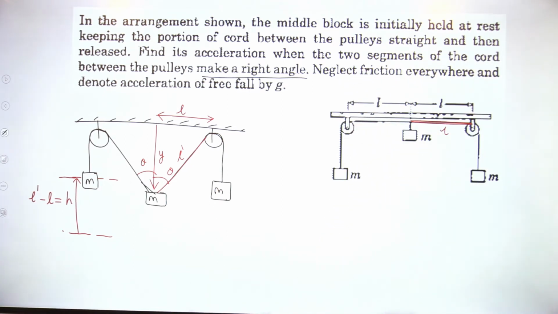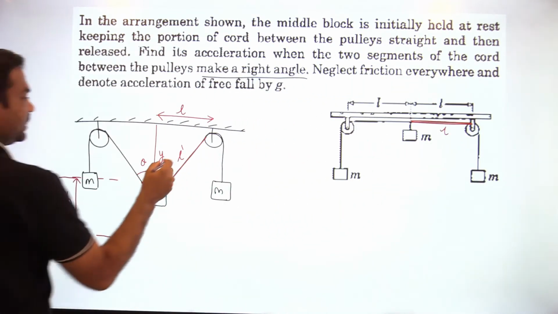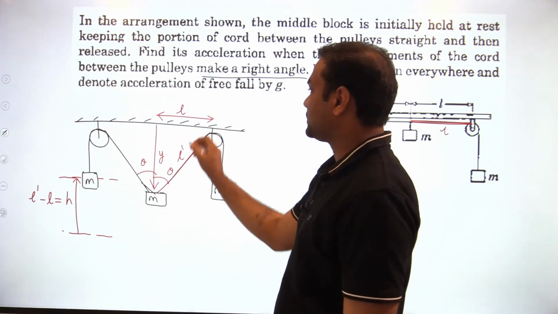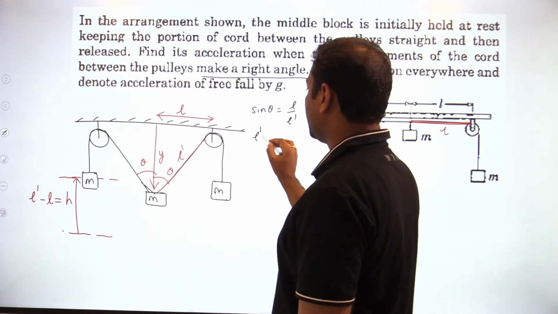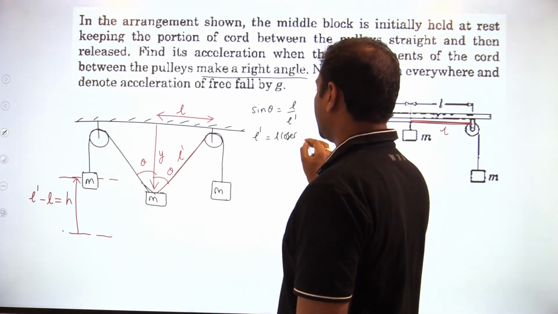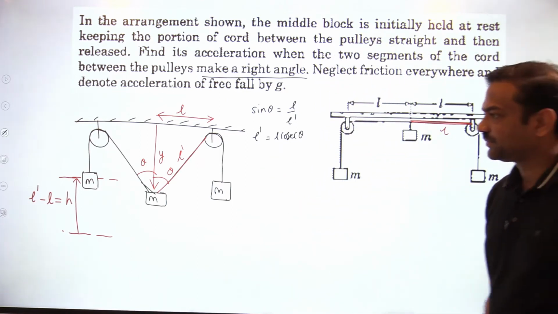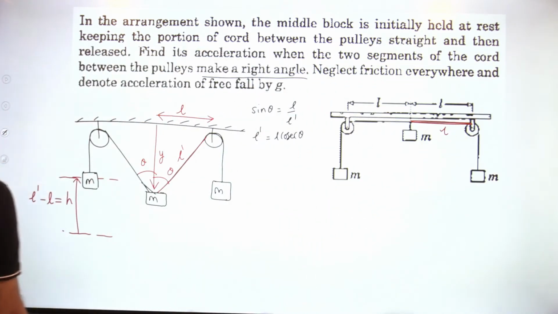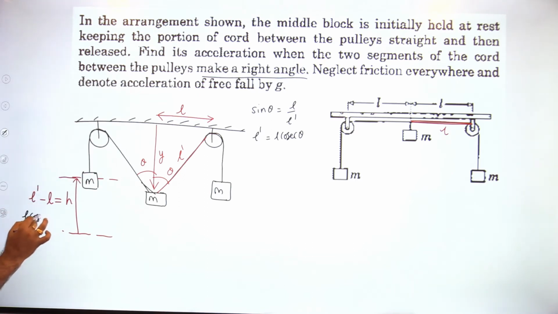So what is the L dash value? How to find out the L dash value? L dash value you can write down in terms of L. Okay? So this is theta, so I can write sin theta is equal to L by L dash, then L dash is equal to L cosecant theta, L by sin theta. You can write L by sin theta also, your choice. Then height raised is equal to L cosecant theta minus L, that will be the h.